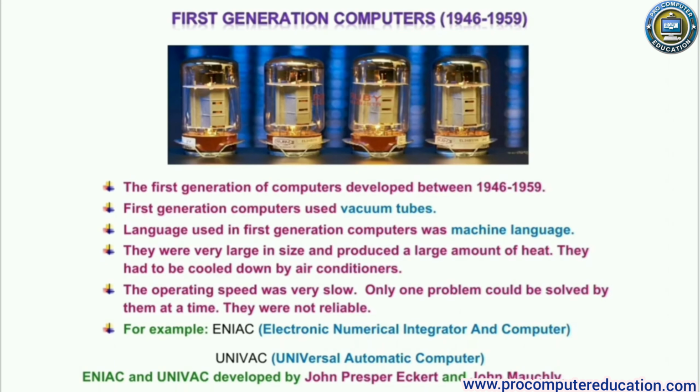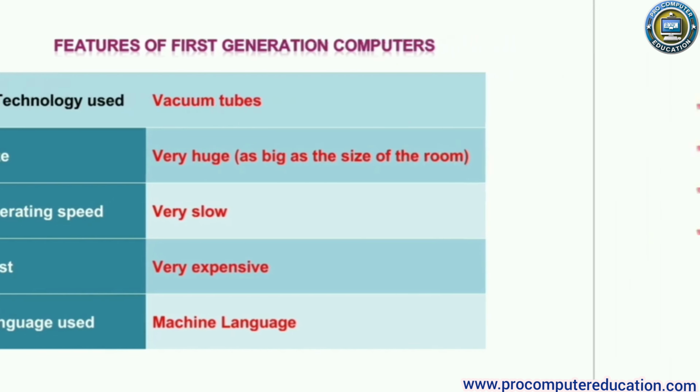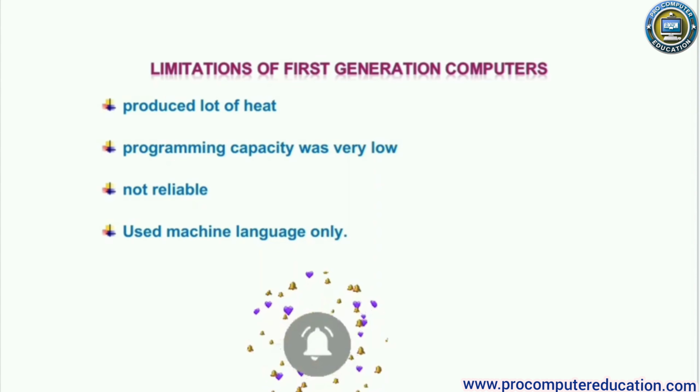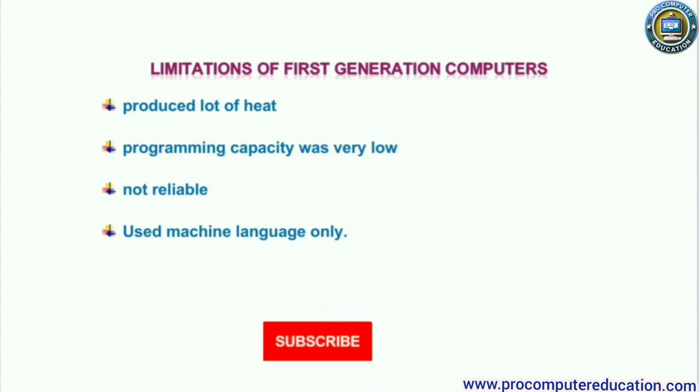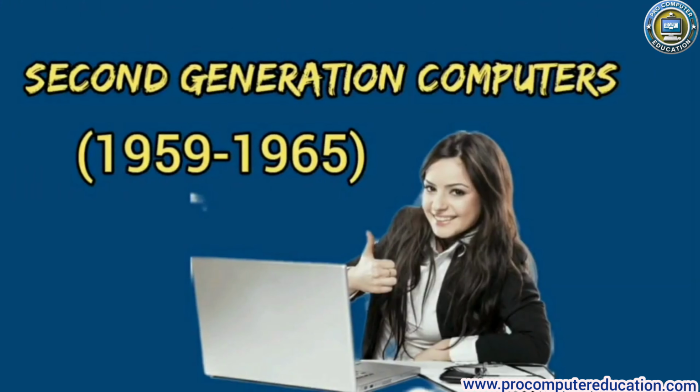Now moving forward, features of first generation computers. Technology used: vacuum tubes. Size: very huge, as big as the size of a room. Operating speed: very slow. Cost: very expensive. Language used: machine language. Let's see what the limitations of first generation computers are. It produced a lot of heat. Programming capacity was very low, not reliable. It used machine language only.